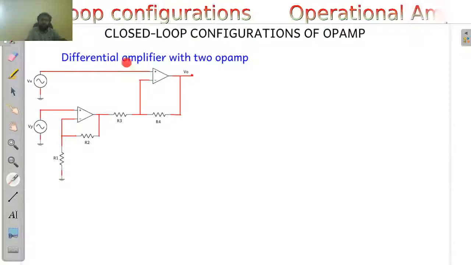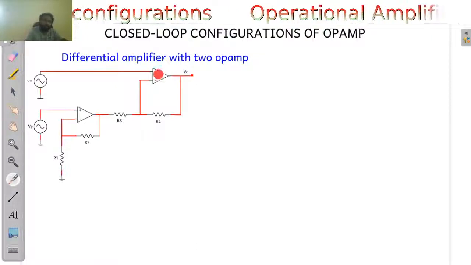Hi all. In the previous video we have seen an operational amplifier being used as a differential amplifier in a closed loop system. In that case we were using only a single operational amplifier, and now in this video we will be seeing another differential amplifier configuration using two operational amplifiers. Now this is the differential amplifier with two operational amplifiers.